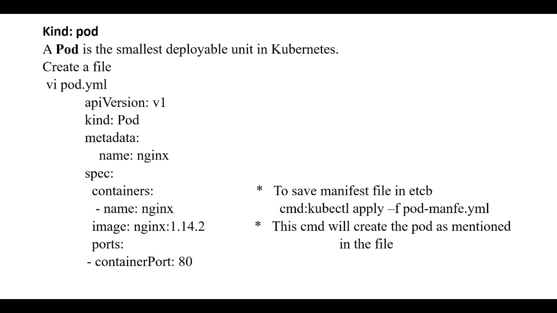So let's talk about the first topic, the pod. A pod is the smallest deployable unit in Kubernetes, and a pod is a group of containers that are deployed together on the same host. With the help of pods, we can also deploy multiple dependent containers together.